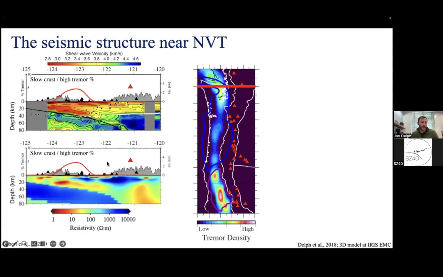This was validated later by some magnetotelluric modeling done by Gary Egbert and his group. In this very low velocity zone, we also have very low resistivities or high conductivities, indicative of fluids being present at this location, right? Again, spatially coincident with that distribution of non-volcanic tremor. So what does the internal structure of this low velocity, high conductivity region look like?